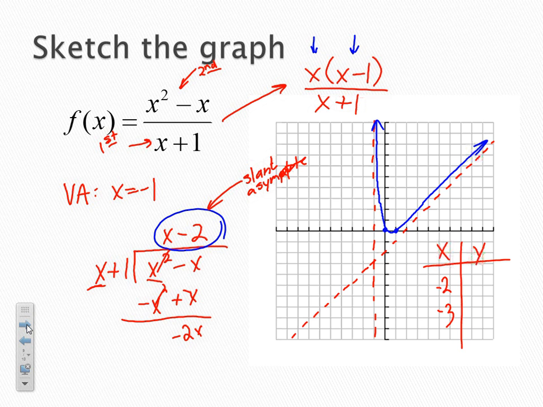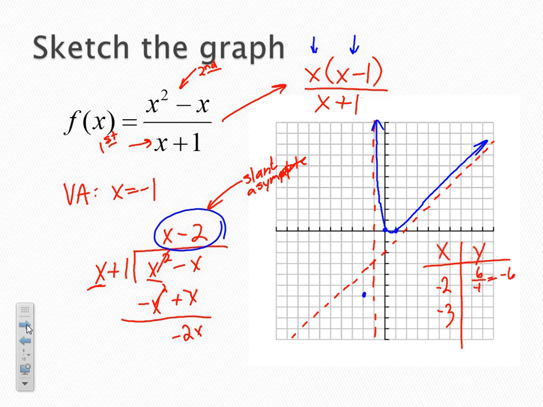All right? So if I plug a negative 2 into the original function, negative 2 squared is a positive 4, minus a negative 2, excuse me. So 4 minus a negative 2 gives me a positive 6. And then a negative 2 plus 1 gives me a negative 1. So when my graph is at x equals negative 2, the y value is at negative 6. So negative 2, 1, 2, 3, 4, 5, 6.